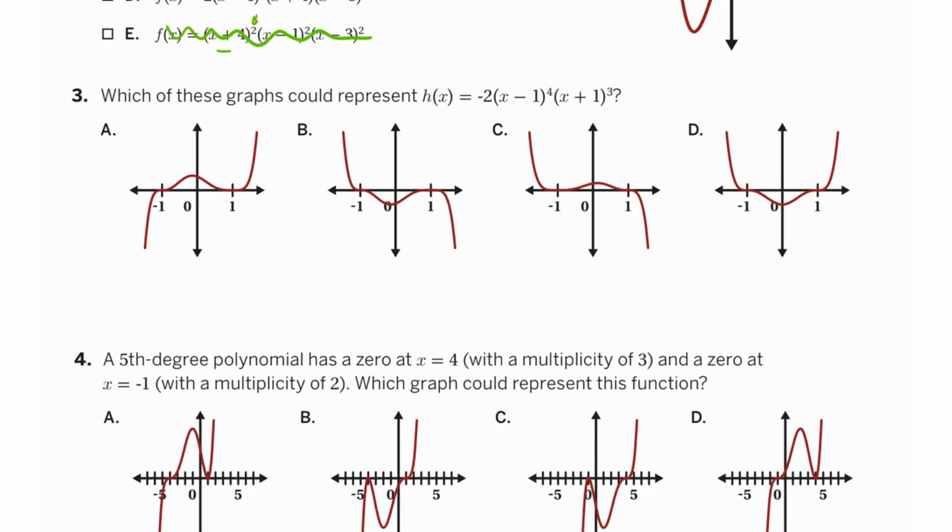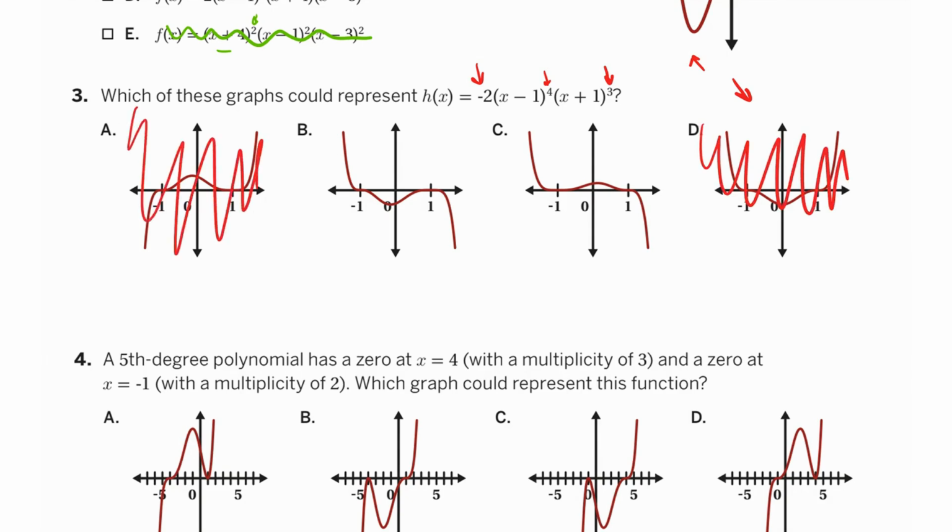For number 3, which of these graphs could represent h of x? So a couple things that we have here. I see that my degree is going to be 7, which means that the two end behaviors point in opposite directions. My leading coefficient here is negative, which means that my right side is going to point down and my left side is going to point up for my end behavior. So already I'm going to look at these and I see it's not going to be D and it's not going to be A because of the end behavior.